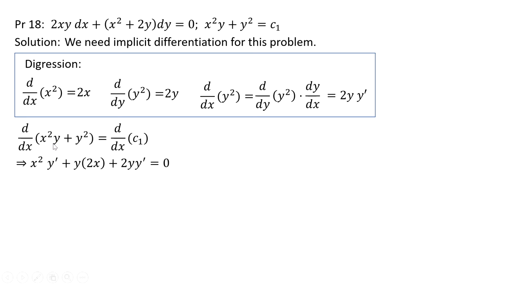First function times the derivative of the second function plus second function times the derivative of the first function. So x squared, first function, times the derivative of y with respect to x, that's just y prime. Plus the second function y times the derivative of the first function, which is 2x. So y times 2x. Plus, there's a plus here, so I put a plus here. What's d/dx of y squared? We just discussed. That would be 2y y prime. And that's equal to, what's the derivative of c1? c1 is a constant. That is 0. So we have this.